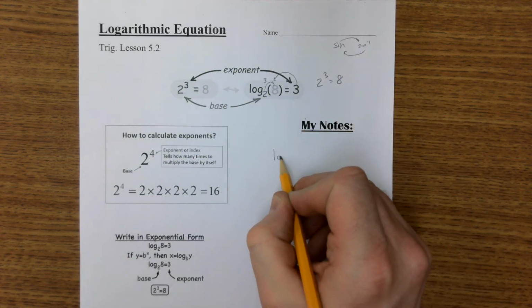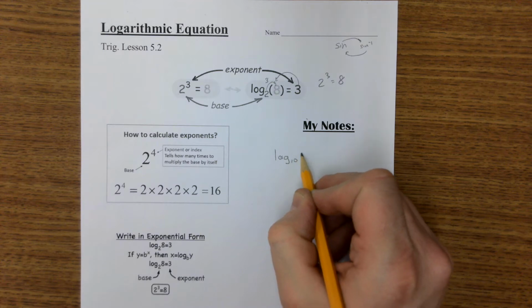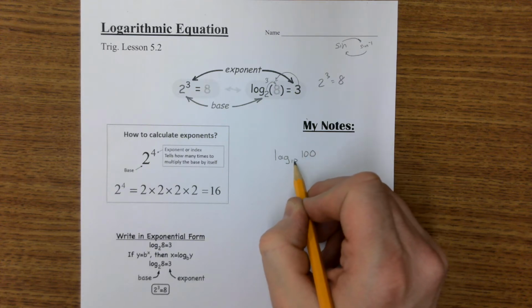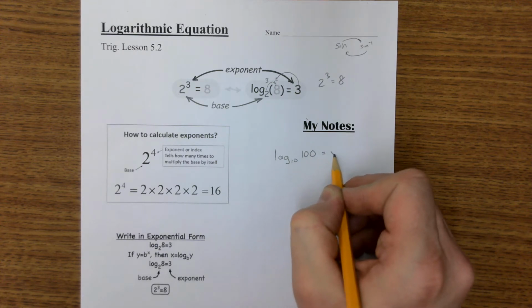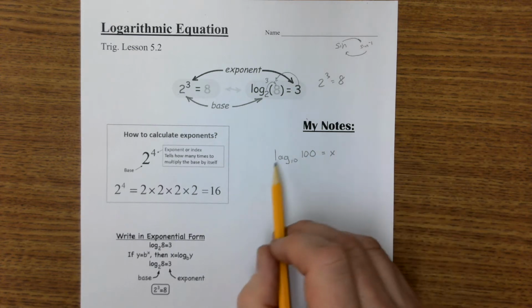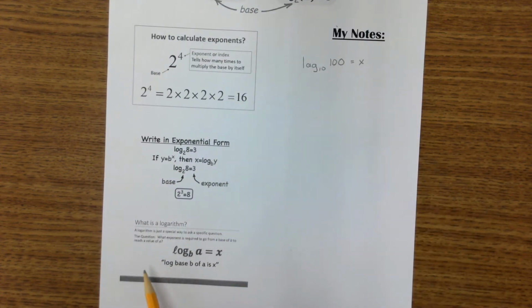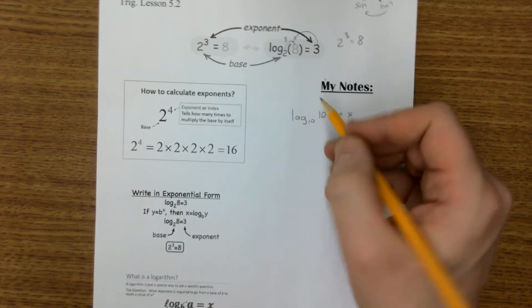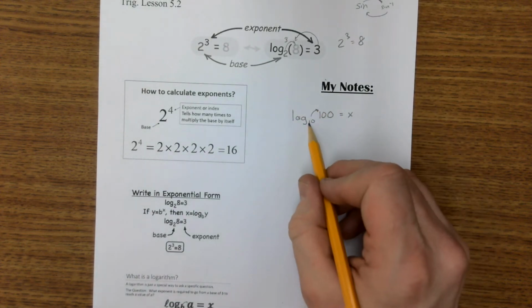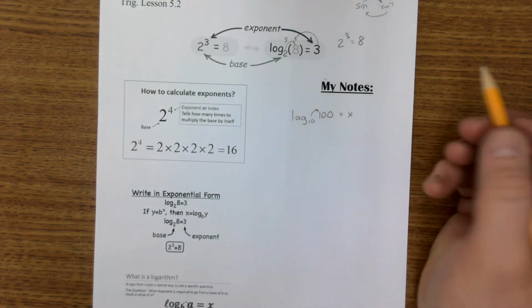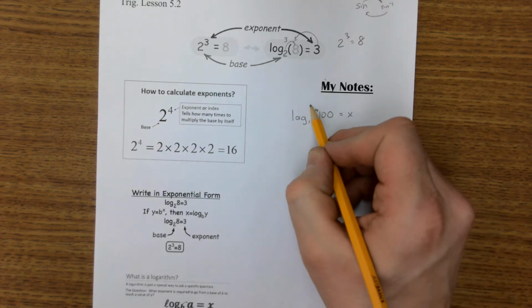If I have the log base 10 of 100, what number is that? Well, it asks this question down here: what is a logarithm? It says what exponent is required to go from the base to reach the value of a. So what exponent do we need here to go from a 10 up to a 100? Well, it's a 2.